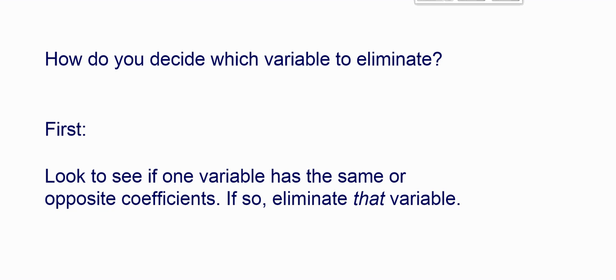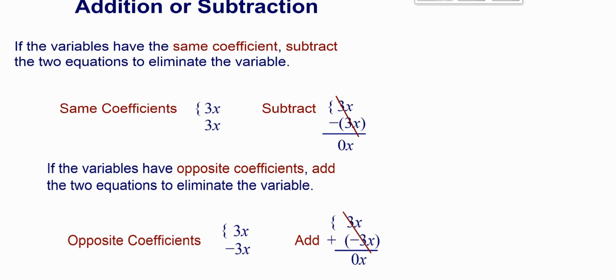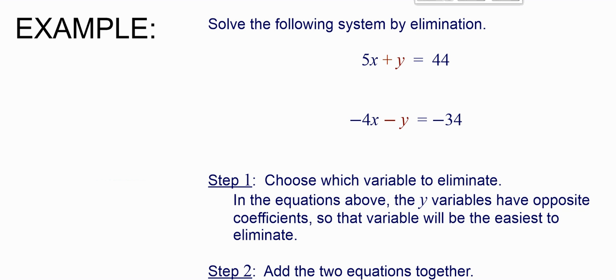So, how do you decide which variable to eliminate? First, you need to look to see if one variable has the same or opposite coefficients. If so, eliminate that variable. If the variables have the same coefficient, you're going to subtract the two equations to eliminate the variable. So for example, 3x and 3x, that's the same, so you subtract them. If the variables have opposite coefficients, you're going to add the two equations to eliminate the variable. So if it's 3x and the second equation says -3x, you add to eliminate.